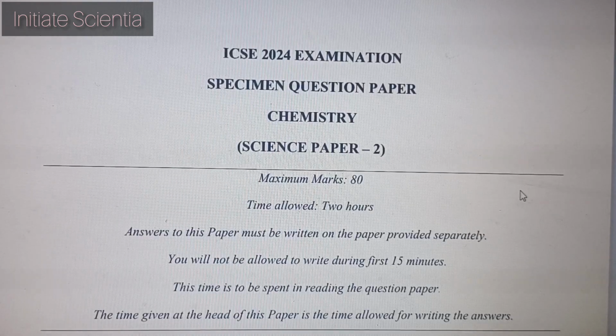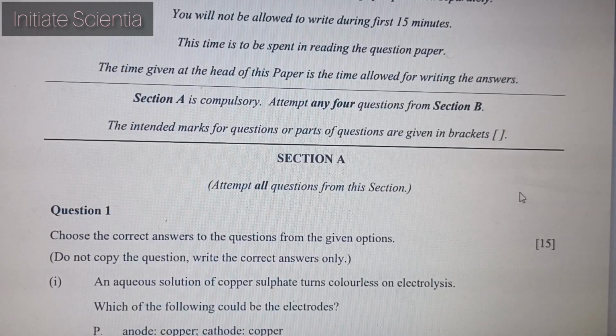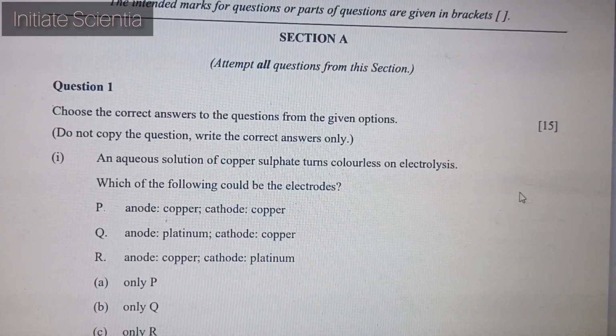ICSE 2024 Examination Specimen Question Paper, Chemistry, Science Paper 2 Solutions. Section A is MCQ.